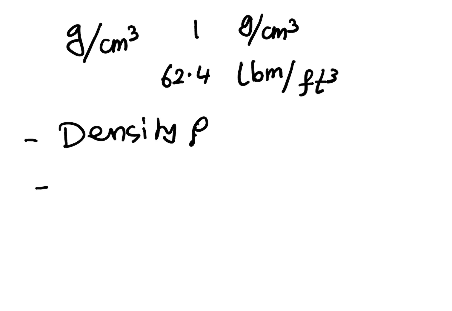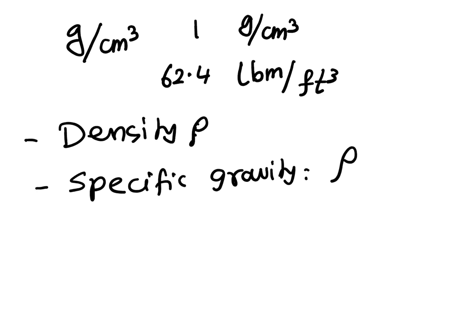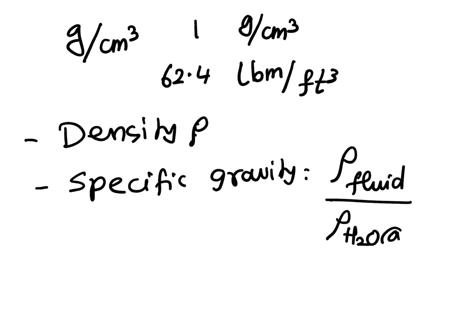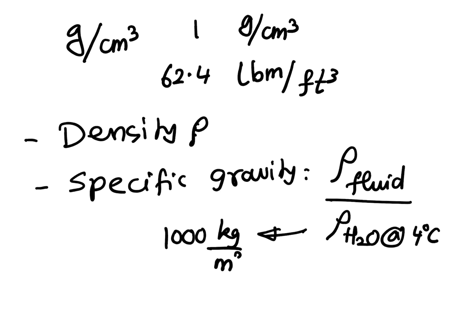There are several other ways to express density. One of them is called specific gravity, which is defined as the density of a fluid divided by the density of water at 4 degrees Celsius. Water at 4 degrees Celsius has a particular property in that it has a density of exactly 1000 kilograms per meter cube, so that if you express the density of the fluid as a ratio of the density of water, you will get a simple number.